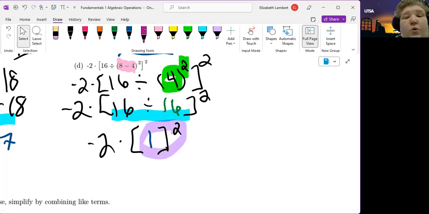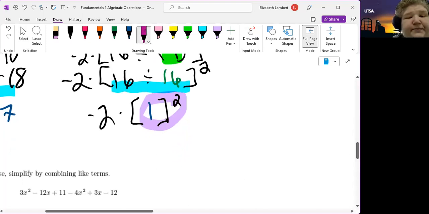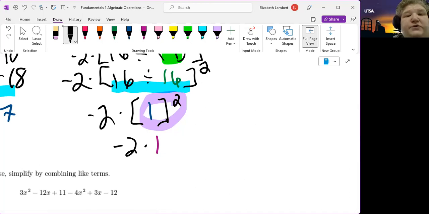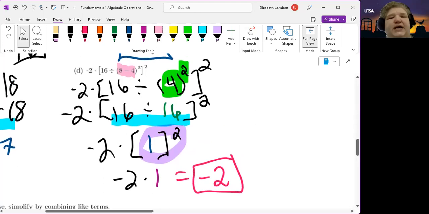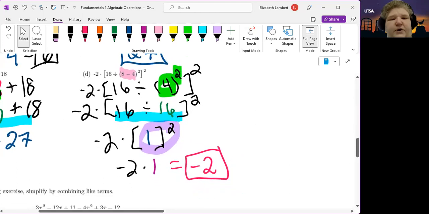So 1 squared is 1. So we have -2 times 1. That's our last step. So we are going to get -2. So a whole lot of work for -2. Let's just kind of look back and appreciate that craziness.